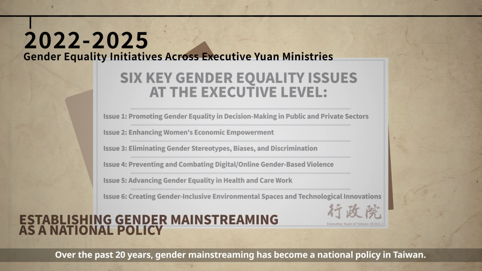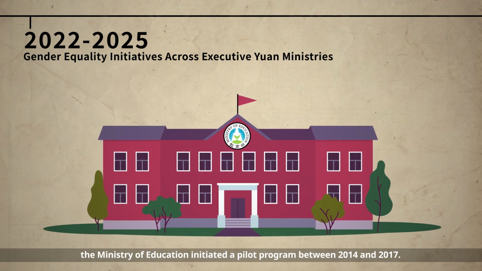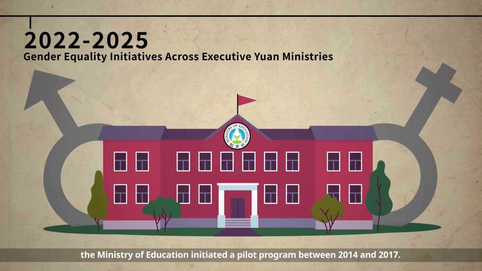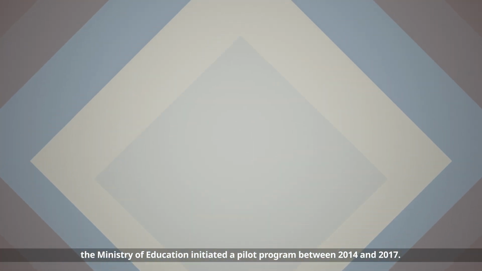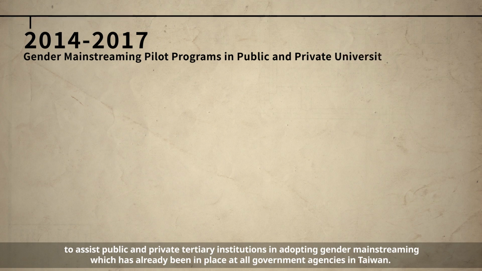Over the past 20 years, gender mainstreaming has become a national policy in Taiwan. Aligning with the Executive Yuan Gender Mainstreaming Policy, the Ministry of Education initiated a pilot program between 2014 and 2017 to assist public and private tertiary institutions in adopting gender mainstreaming, which has already been in place at all government agencies in Taiwan.